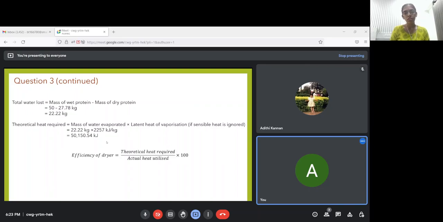So the efficiency of the dryer can be calculated by the theoretical heat required divided by the actual heat utilized by burning of the fuel, into 100. So when we substitute the values, we get 40.12%. The theoretical heat required is here and the actual heat we calculated from the calorific value of the fuel. So this accounts to 40.12%. So the correct answer for this question is option D, which is 40.12%.